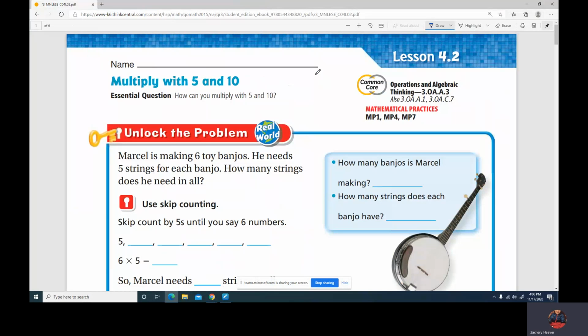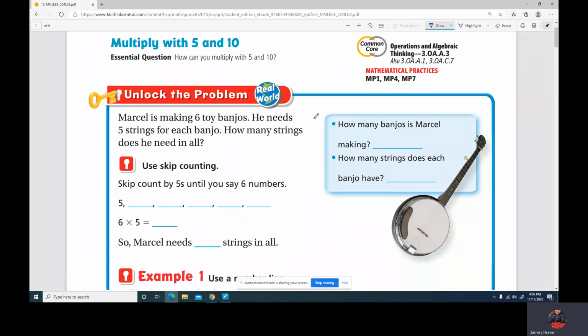So last lesson we looked at twos and fours. We know fours are just double what twos are, because four is two doubled. So we're gonna look at multiplying by fives and tens.